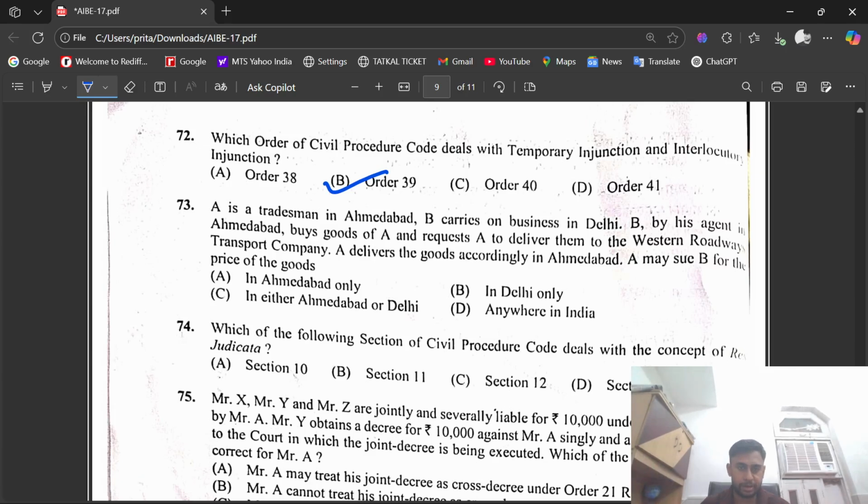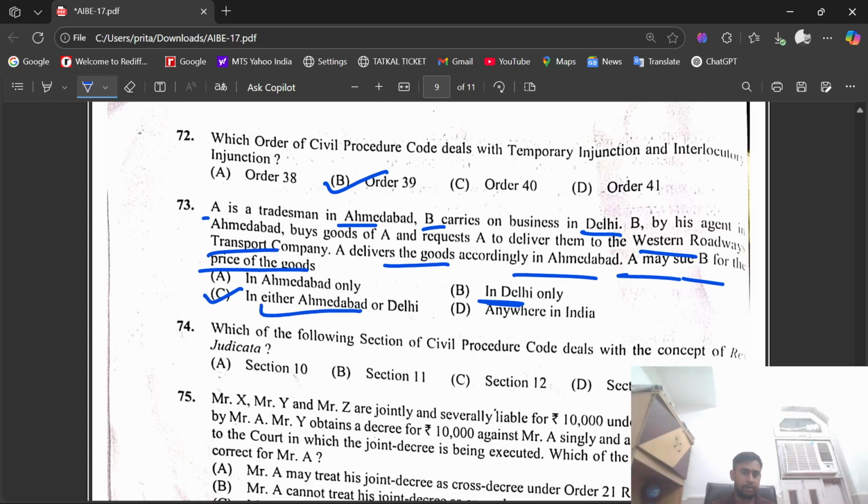Question number 73. A is a tradesman in Ahmedabad. B carries on business in Delhi. B by his agent in Ahmedabad buys goods of A and requests A to deliver them to the Western Roadways Transport Company. A delivers the goods accordingly in Ahmedabad. A may sue B for the price of the goods: option A, in Ahmedabad only, option B, in Delhi only, option C, in either Ahmedabad or Delhi, option D, anywhere in India. The right option is option C, that is in either Ahmedabad or Delhi.